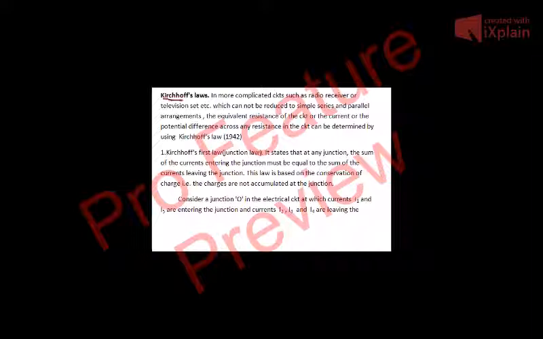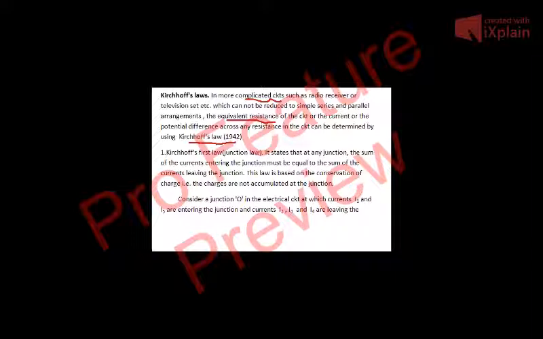As you know, in more complicated circuits such as radio receivers or television sets, which cannot be reduced to simple series and parallel arrangements, the equivalent resistance of the circuit or the current or the potential difference across any resistance in the circuit can be determined by using Kirchhoff's laws. These laws were introduced by Kirchhoff in 1942. He gave two laws or two rules.